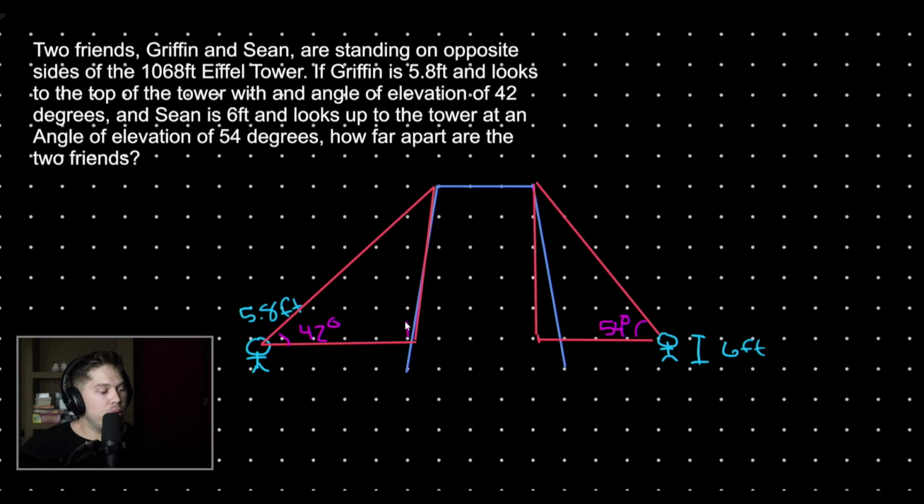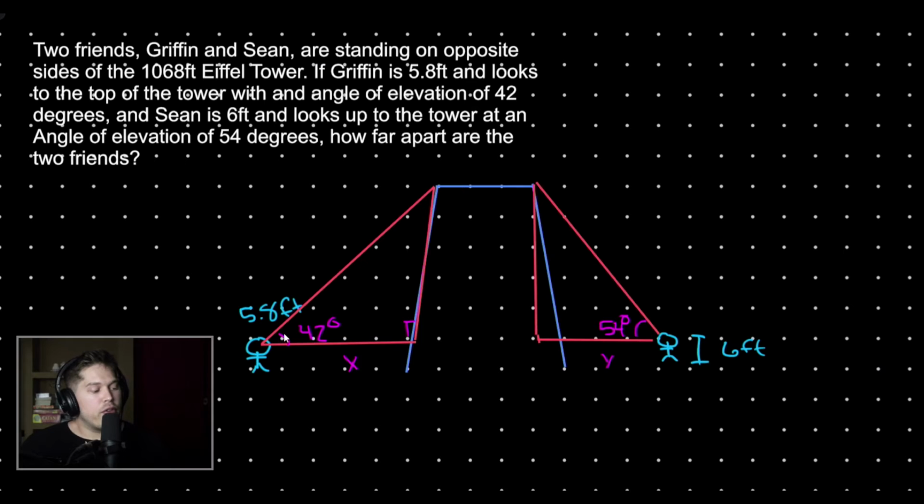Now, what do we need to do to solve for the distance between the two friends? Well, we're going to have to find the unknown distance from the base of the tower for both friends, and then we need to add their distances together in order to find the total distance apart in which they are.